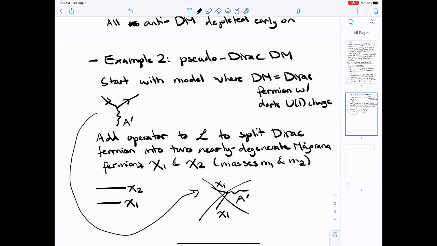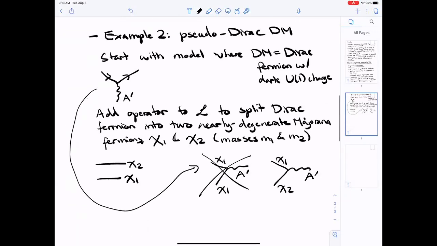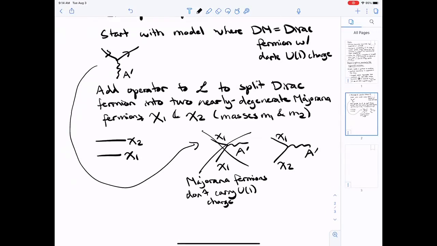What this vertex does transform into in this new basis of Majorana fermions is a vertex that looks like this. Okay, so this vertex, you can work out the calculation explicitly, and you find that this vertex goes to 0. The dark U(1) charge. Okay, so now this is the only vertex available, and this is the question.